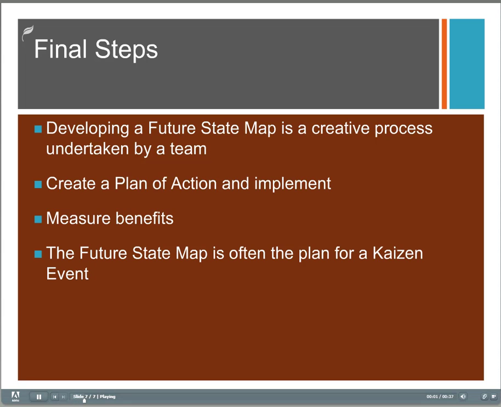A few final notes. Developing a future state map is not easy. It's a creative process, typically undertaken by a team. It almost looks like a war room when they're working on it, but the payoff is very good. After you've come up with your future state map, then you have to put a plan of action into place and implement it and measure the benefits. Last note is that sometimes a future state map can often be the plan for a Kaizen event.